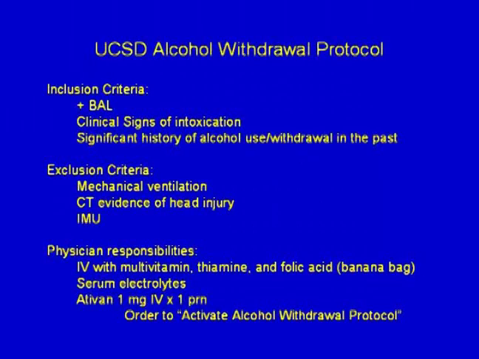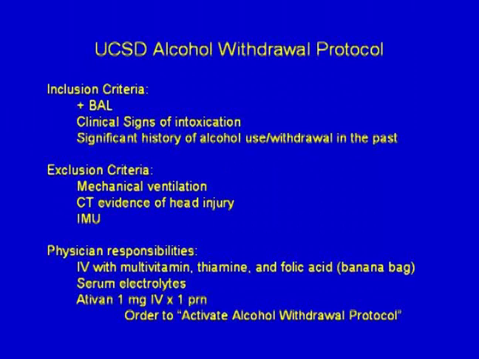So, using those inclusion and exclusion criteria that will be up in a placard, not only the trauma nurses but the trauma residents will be able to pick patients out and be reminded of it. If you have somebody who meets criteria, physician responsibilities: there's nothing really different from what we normally do. There's one difference. You give them an IV, you give them multivitamin, thiamine, folate, a banana bag. We do that if the patient's intoxicated. That should be automatic. You check serum electrolytes, automatic.